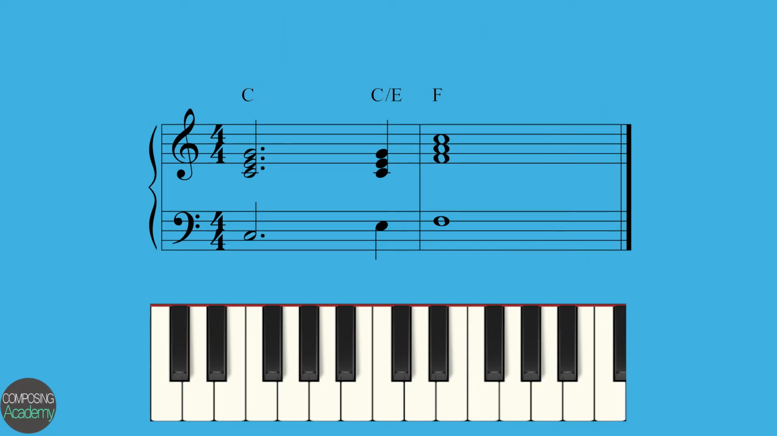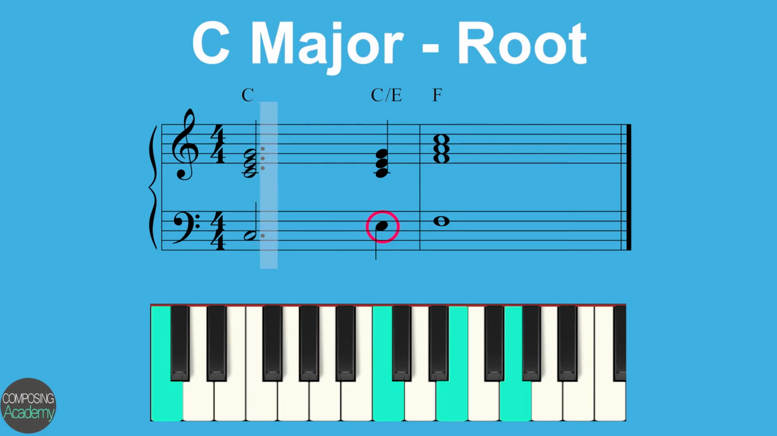You can see that with the C first inversion chord added, the bass line is not making a big jump between C to F anymore. Instead we have the E which falls in between, bridging the gap and making a smoother bass line to link the two chords together.